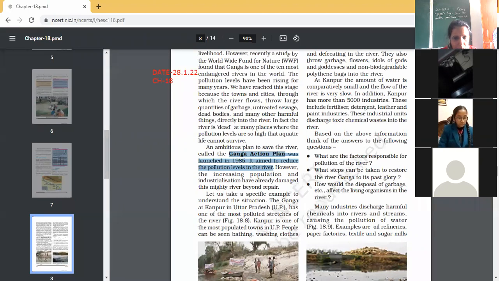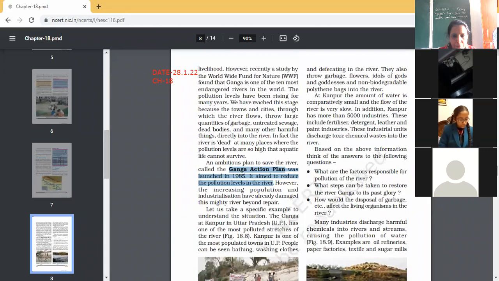Polluted stretches of the river. Kanpur is one of the most populated towns in UP. People can be seen bathing, washing clothes, and defecating in the river. They also throw garbage, flowers, idols of gods and goddesses, and non-biodegradable polythene bags into the river.